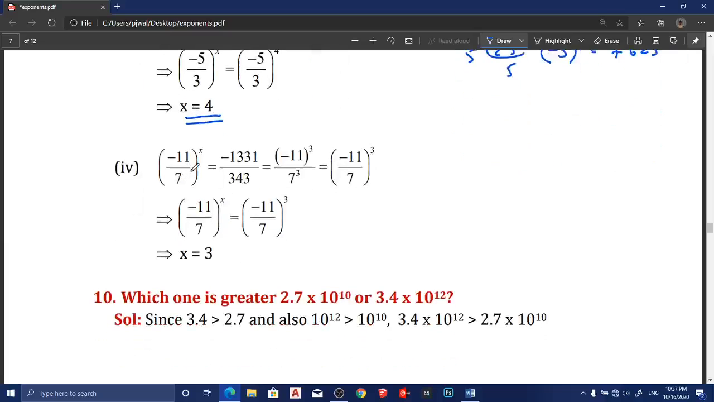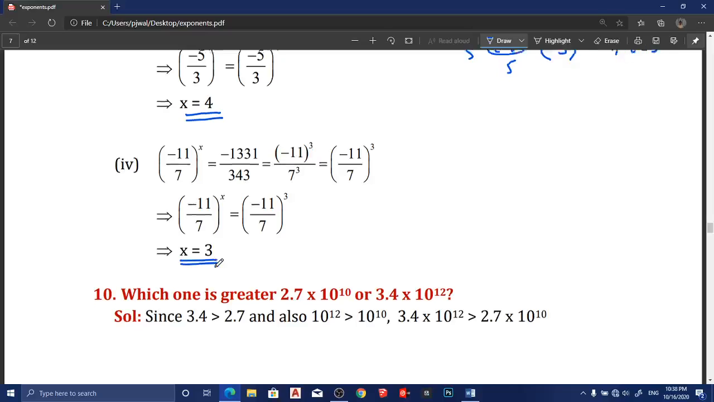Okay, so like this. Now the last problem on this one: minus 11 by 7 to the power of x equals minus 1331 by 343. Here a negative number is already given, so you can write directly this is minus 11 whole cube. You already solved this in the previous problem. Here 343 is also 7 cube. Both numbers have the same power, so you can write the same power to the total fraction, which is minus 11 by 7 whole cube. Write them side by side and compare. Both the bases are equal, so equate the powers. So x is equal to 3.